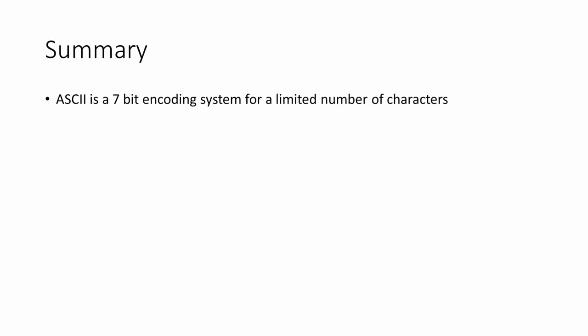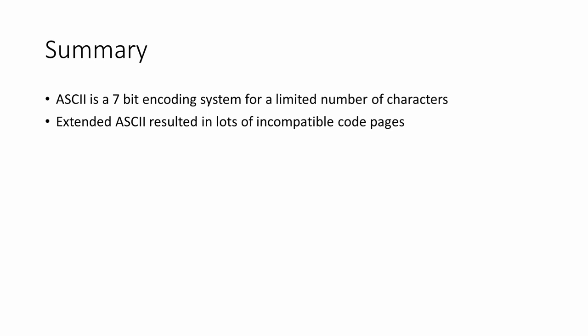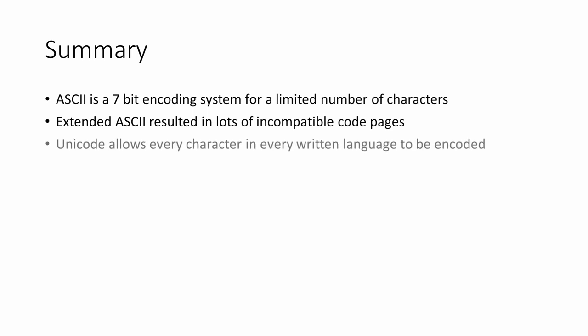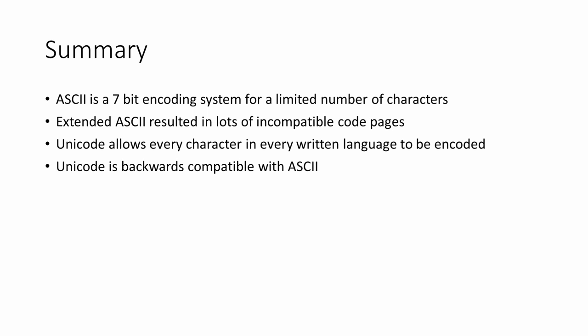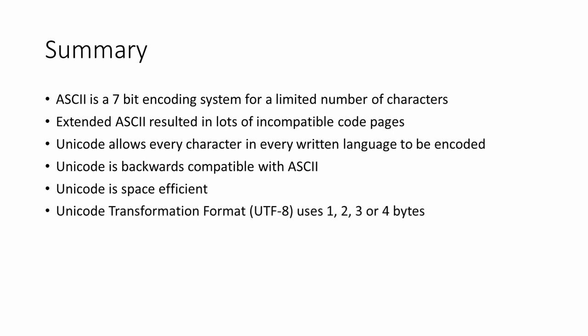So to summarise, ASCII is a 7-bit encoding system for a limited number of characters. Extended ASCII resulted in lots of incompatible code pages. Unicode allows every character in every written language to be encoded. Unicode is backwards compatible with ASCII. Unicode is space efficient, because the Unicode Transformation Format, UTF-8, uses 1, 2, 3 or 4 bytes, depending on the character. And these days, Unicode is supported by all major operating systems, search engines, browsers, laptops and smartphones, not to mention the internet and the World Wide Web. Technologies such as URLs, HTML, CSS, XML and JavaScript's lightweight data format, JSON, have all embraced the Unicode standard.